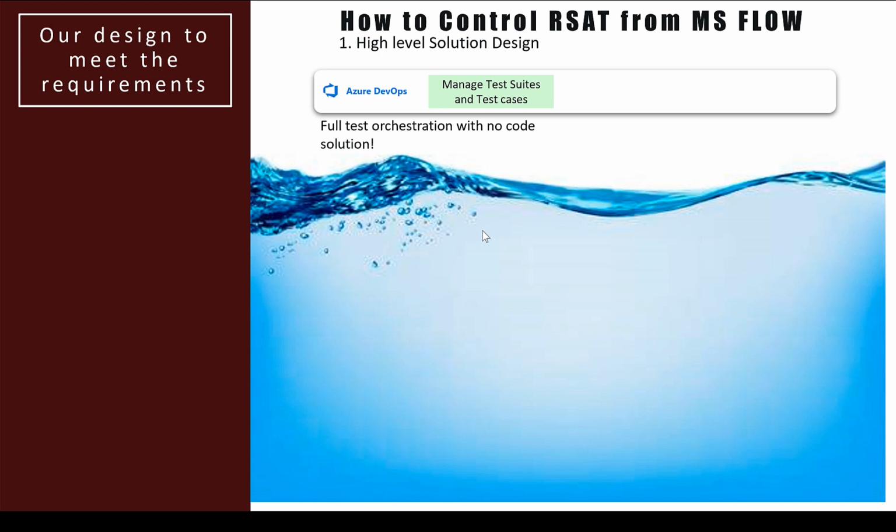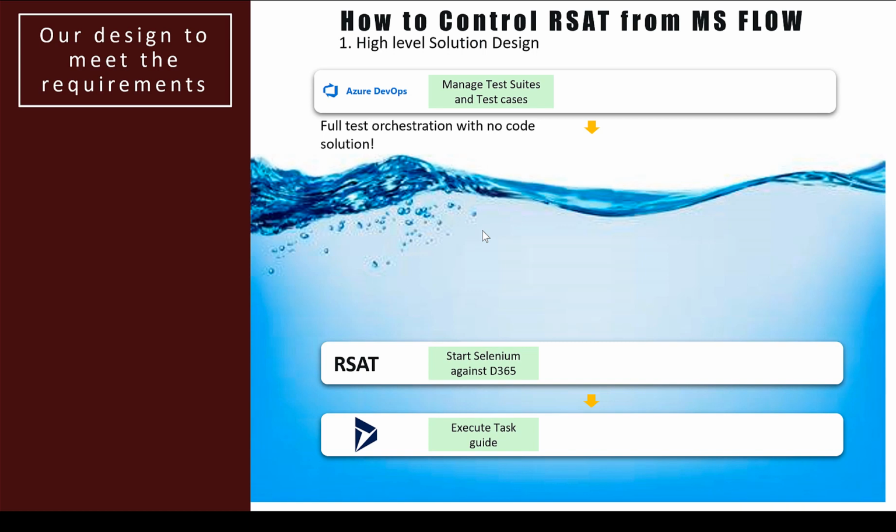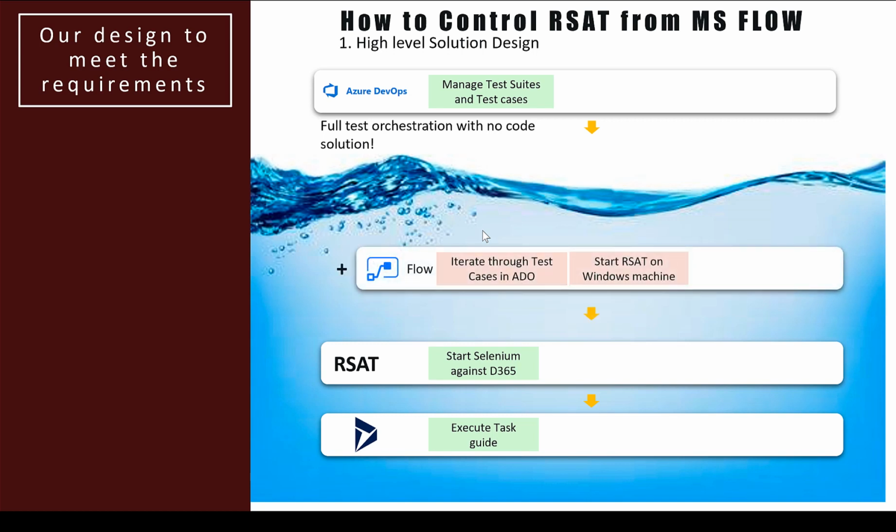As we have today, we can manage test suites and test cases in Azure DevOps. And Microsoft provides us the RSAT tool to basically run those test cases in D365, aided by a tool called Selenium. Selenium is a generic tool to allow automated execution of web applications. What we are going to put in the middle is Microsoft Flow, and Flow ultimately will have to iterate through the test case in Azure DevOps and start RSAT on the Windows VM in the background.